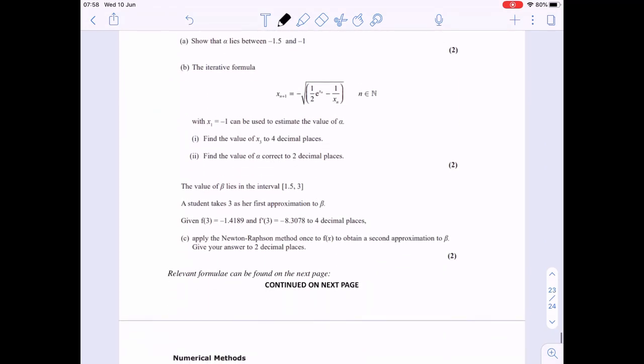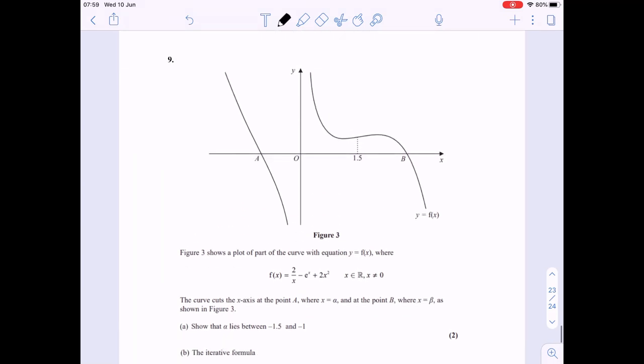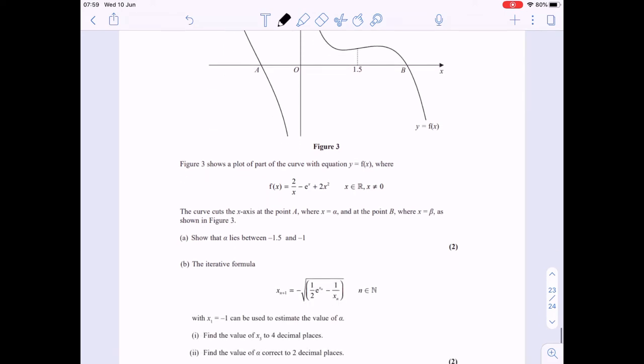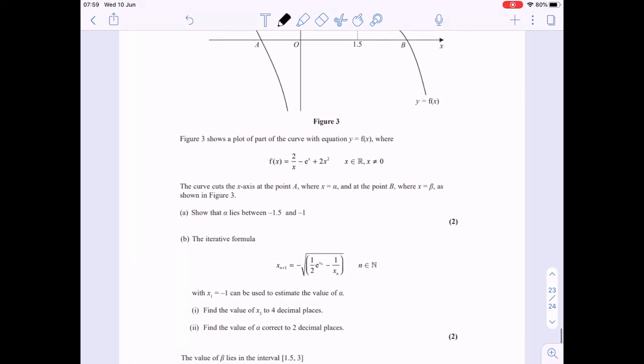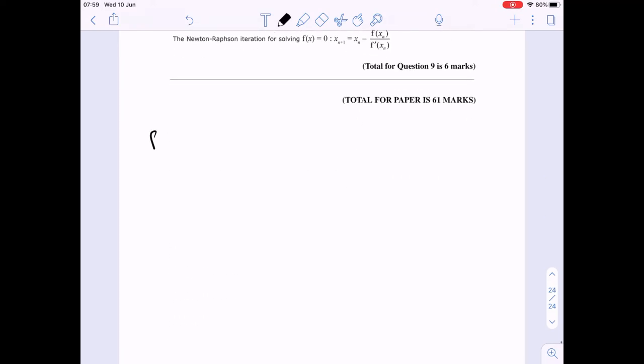Final question. We have iterations going on. So, figure 3 shows a plot of part of the curve with the equation f of x is 2 over x minus e to the x plus 2x squared. Show that alpha lies between minus 1.5 and minus 1. So we need to basically do what Jane did on that last question.